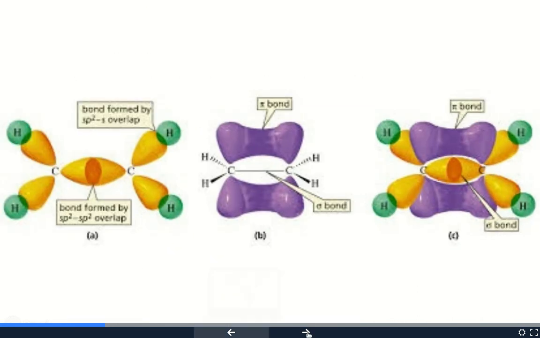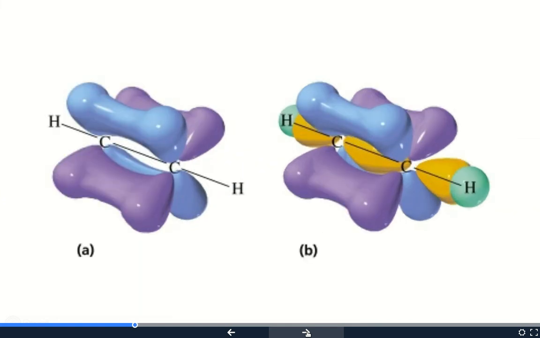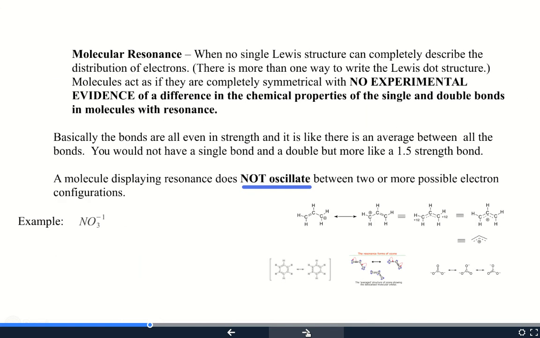But I wanted you just to see that all of what we've been covering is in the Prezi. So we will go through that again. And that brings us to molecular resonance. Now in the Prezi, one thing I like about it is it has some good pictures for molecular resonance. I'm going to draw it out for you, but I also want you to see it in the Prezi as well. Okay, so molecular resonance is when no single Lewis structure can completely describe the distribution of the electrons. There's more than one way to write the Lewis dot structure. We've actually already talked about that.